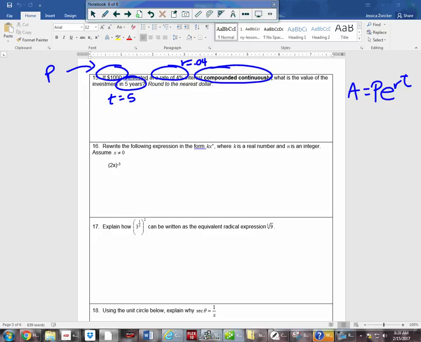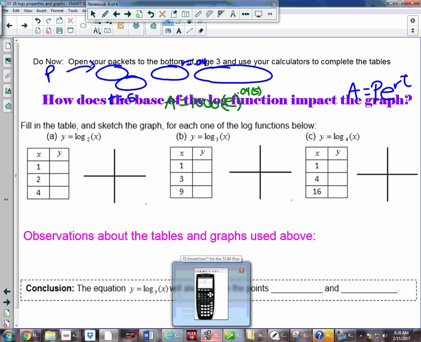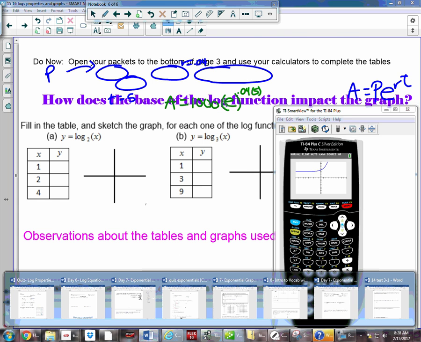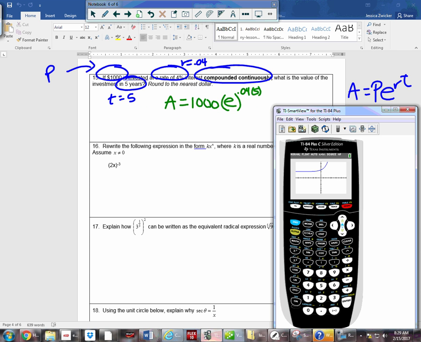If you didn't know your formula, you got this wrong. P is 1,000 times e, which is on your calculator, to the R, 0.04, times T. You just had to plug that in. But if you didn't have your formula, you couldn't have just plugged it in and gotten it right away. So I'm going to go to the calculator and do 1,000, second division gives me e, caret for the exponent, 0.04 times 5.